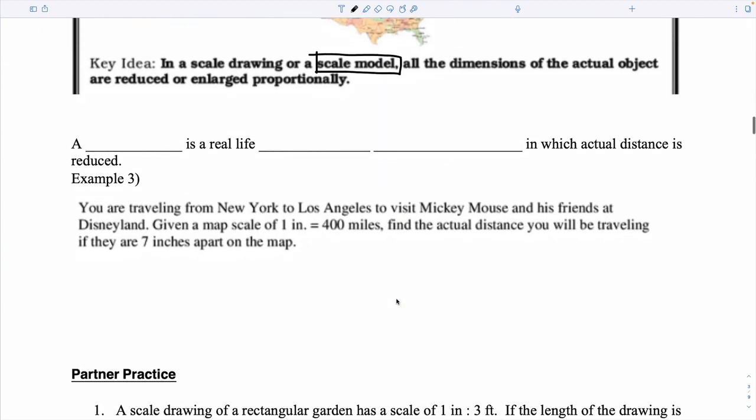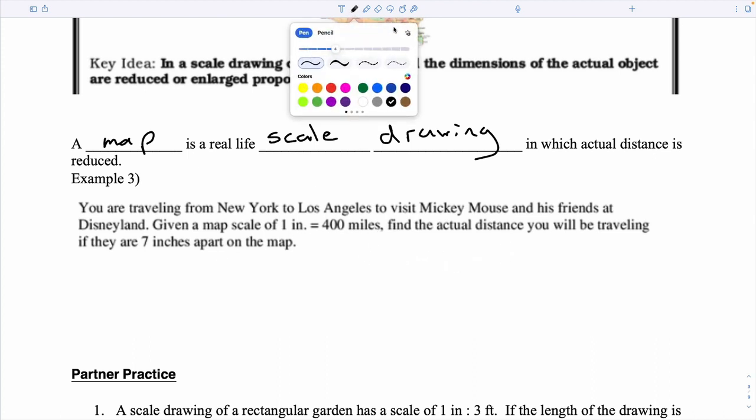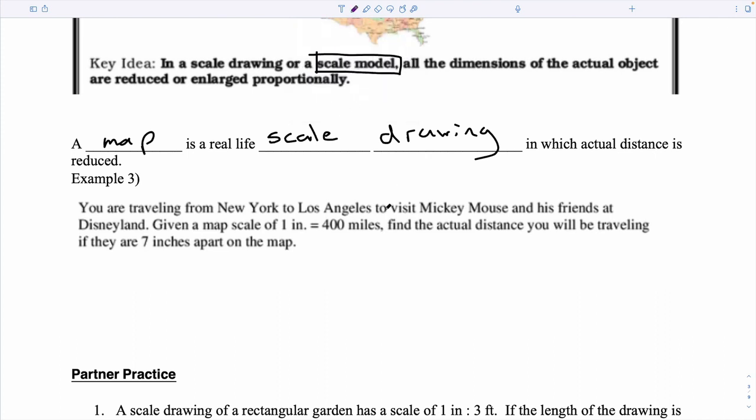Good clarifications. So a map is what we're going to deal with for some of these problems. It's a real life example of a scale drawing. If you're traveling from New York to LA to visit Mickey Mouse and his friends at Disneyland, given a map scale of 1 inch to 400 miles, find the actual distance you're traveling if they are 7 inches apart. What's the scale for this one, Milo? Start with that.